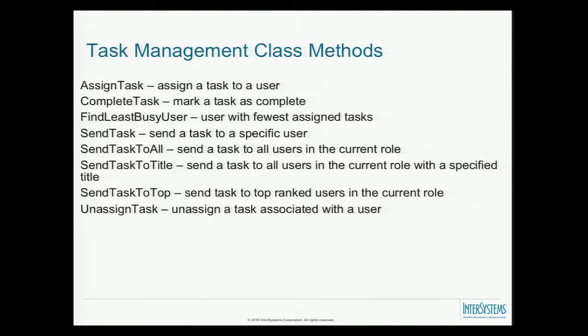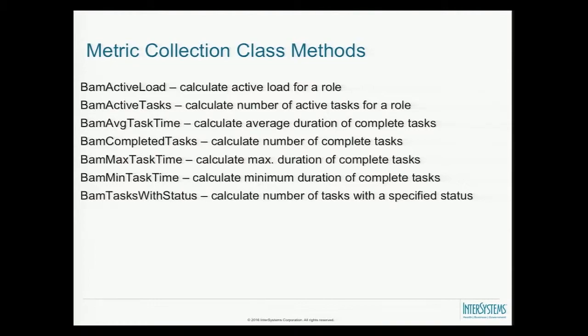But on top of that, there's also a rich set of methods that do collection of metrics. So BAM over here, which is a prefix for all these methods, stands for business activity monitoring. And this is all about gathering metrics. Now, why do we gather metrics? Because essentially we collect this data through the Ensemble analytics, which is DeepSee essentially. You can start to generate dashboards where you look at, for example, the active load within a role, the active tasks. You can start to look at the users within each role and how many tasks they have.